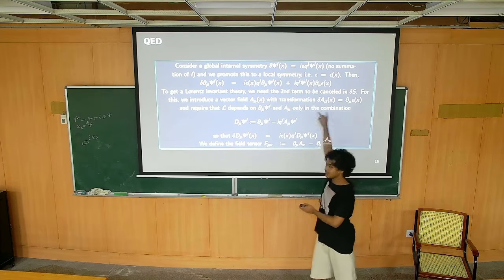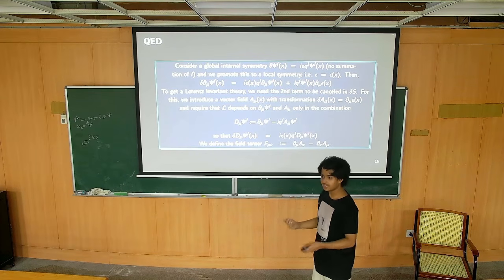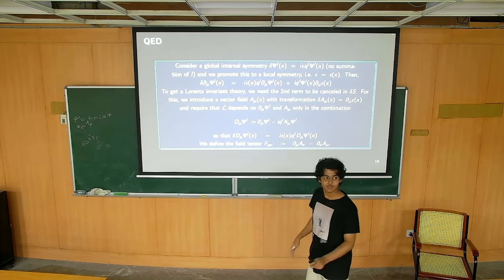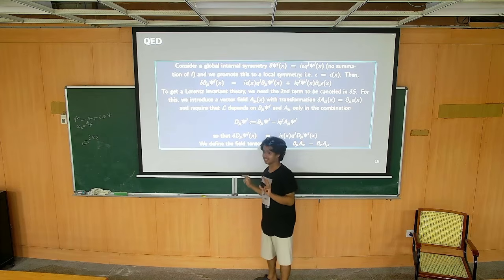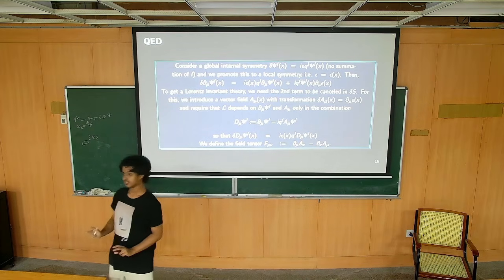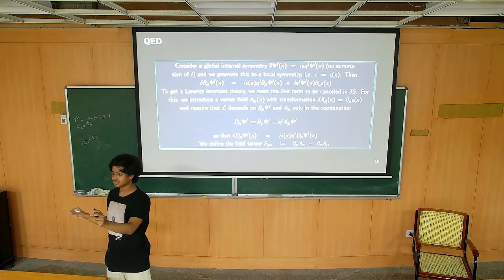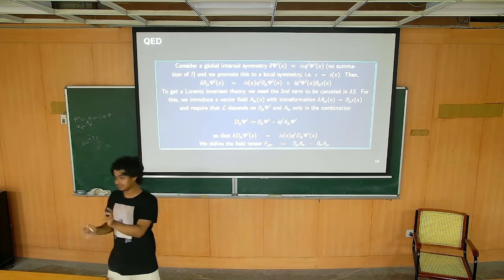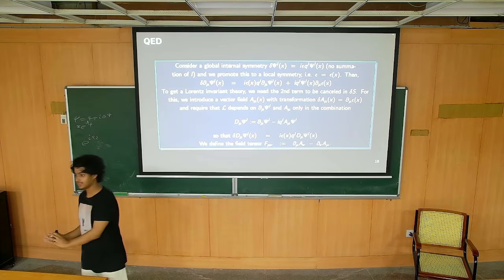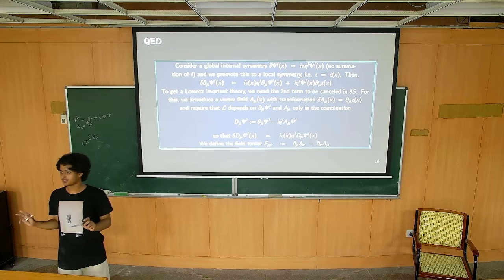To cancel this term, we will define a new field, a new particle. It's a vector field, like it transforms as a vector. In the sense it has 4 components. The representation has 4 components. It's a specific irreducible representation of the Lorentz group. It has 4 components, transforms like 4-vectors, and satisfies something called the Proca equation.